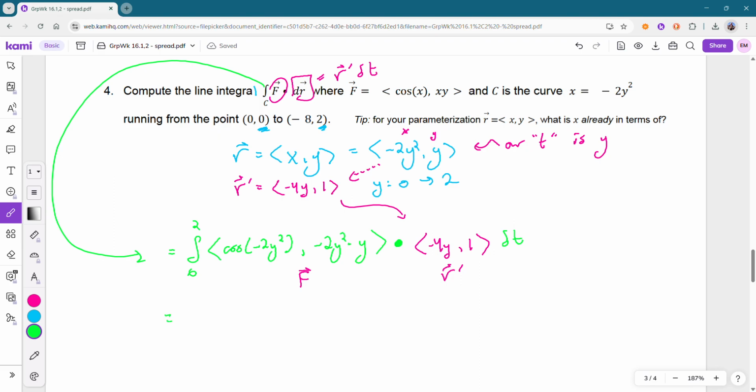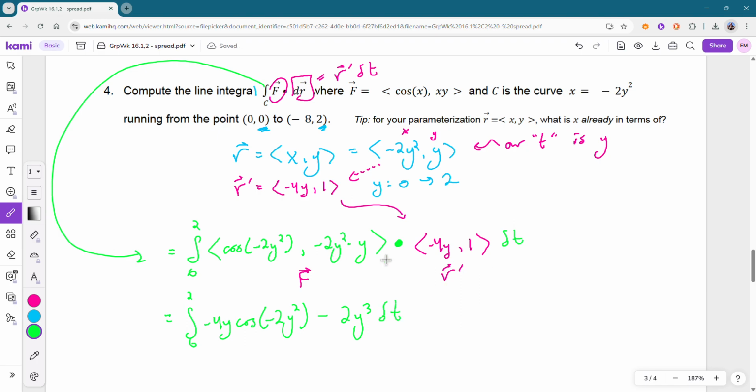Now we just take the dot product here. So we're going to get, I'll put the negative 4y out front, negative 4y cosine of negative 2y squared, and then plus this negative 2y cubed times 1, and so minus 2y cubed dt.